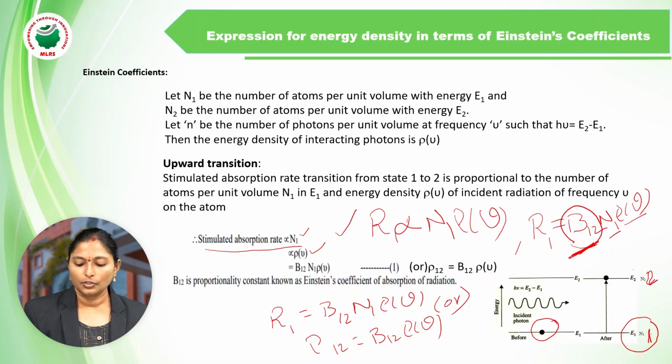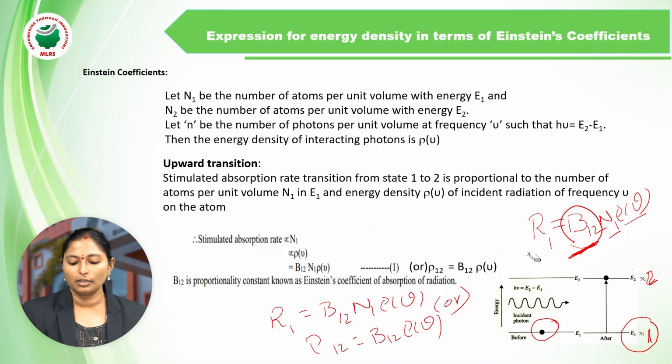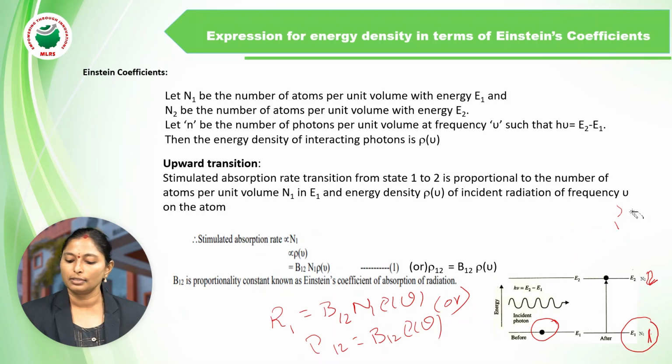I will repeat again. Here we have 2 types of transitions. One is the upward transition and the second one is the downward transition. In the upward transition, we have one quantum process, which we are going to call stimulated absorption. Whereas in the downward transition, we have 2 quantum processes: one is the spontaneous emission and the second one is the stimulated emission.